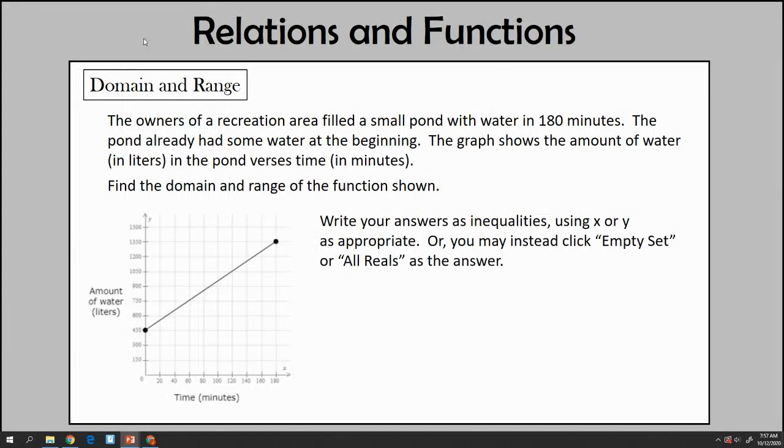Okay. Another question involving domain and range. Okay, we've got to work off of this graph.